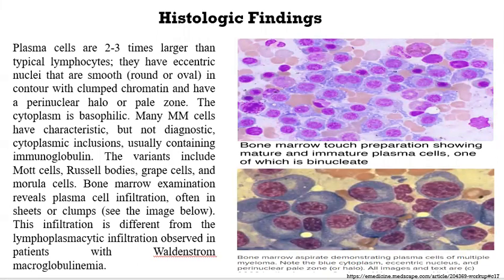Histological findings include plasma cells that are two or three times larger than typical lymphocytes. They have eccentric nuclei that are smooth in contour with clumped chromatin and have a peripheral hollow or pale zone. The cytoplasm is basophilic. Many multiple myeloma cells have characteristic but not diagnostic cytoplasmic inclusions, usually containing immunoglobulin. The variants include mott cells, Russell bodies, grape cells, and flame cells.